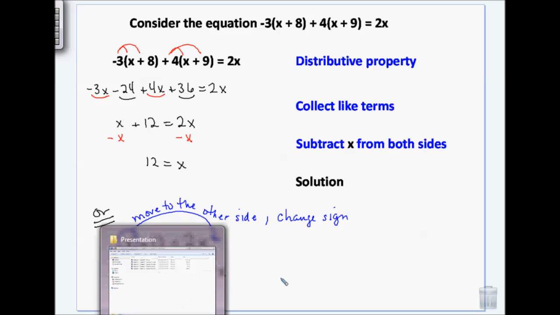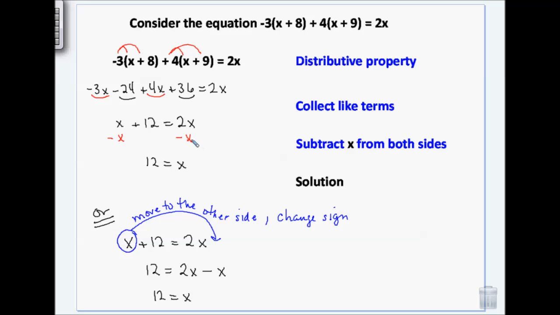So it's just a matter of preference. Do you like to subtract it from both sides, or do you want to move it and change the sign? It's the same thing, it's just looking at it in a different way.